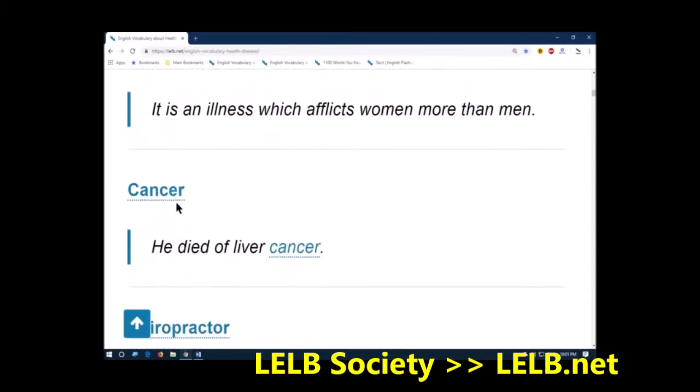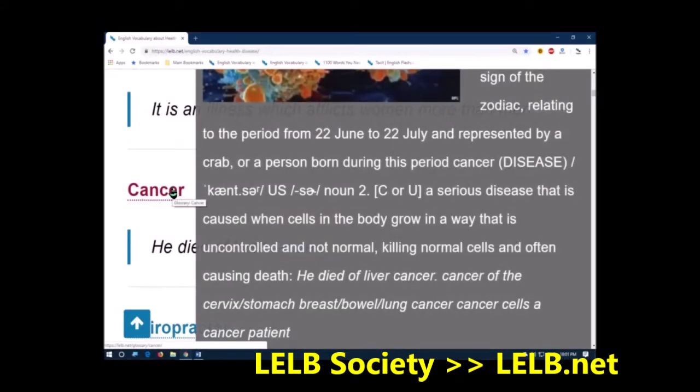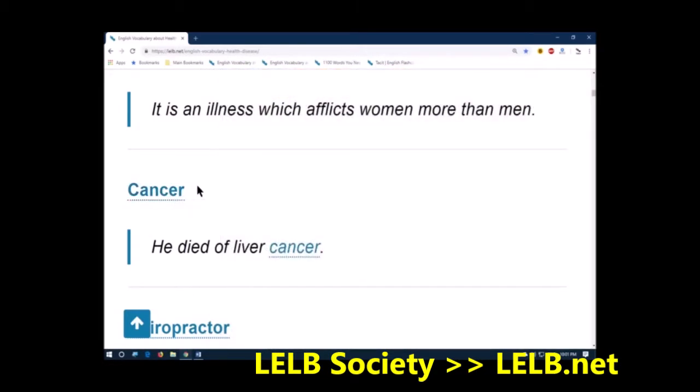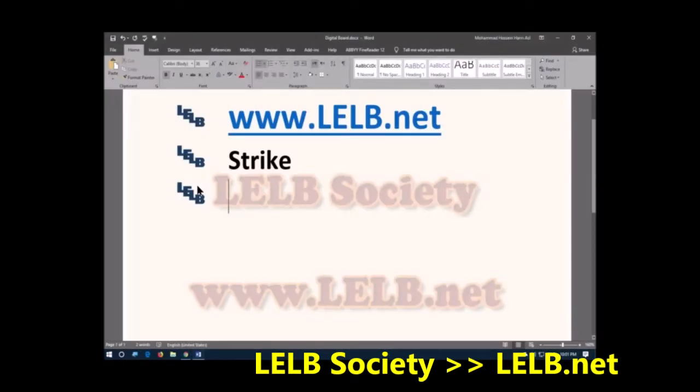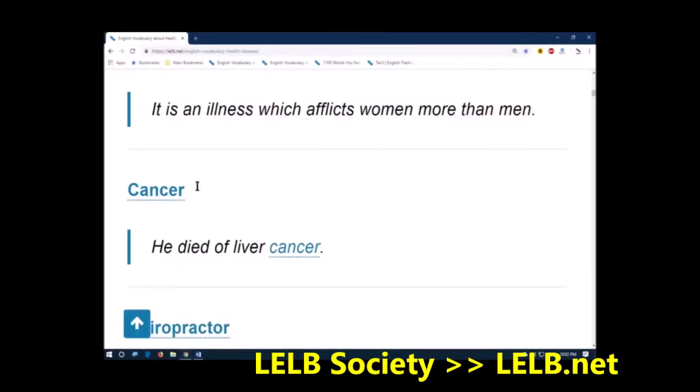The next word is cancer, which is unfortunately so ubiquitous these days, which is a progressive disease. A tumor is formed and the tumor is either malignant or benign. Sometimes it is deadly, sometimes if treated appropriately and timely, it could be curable. He died of liver cancer. Remember, this is a typical mistake to say die from, which is wrong. Die of cancer, not die from cancer.